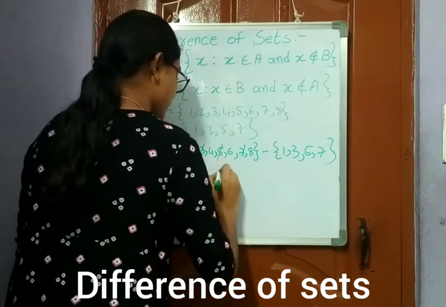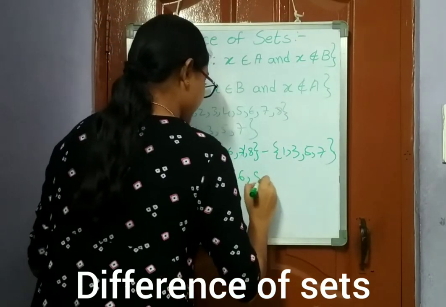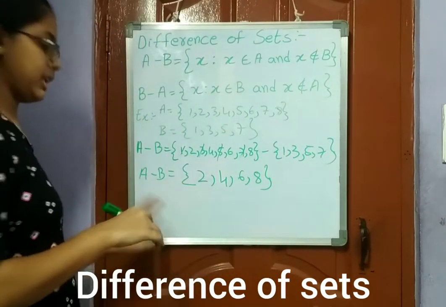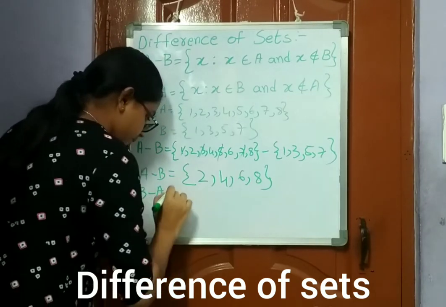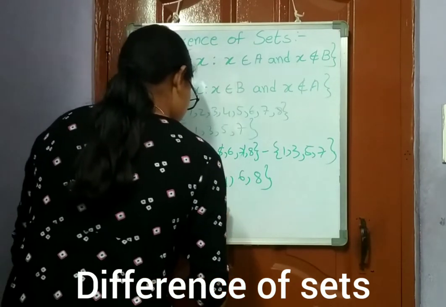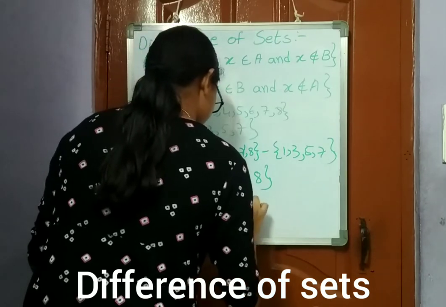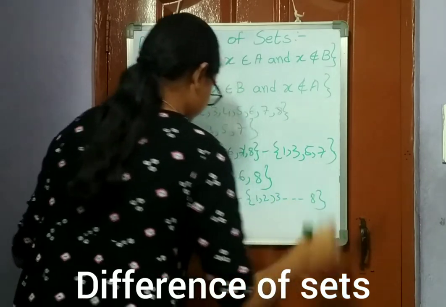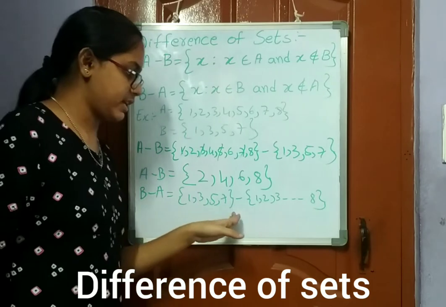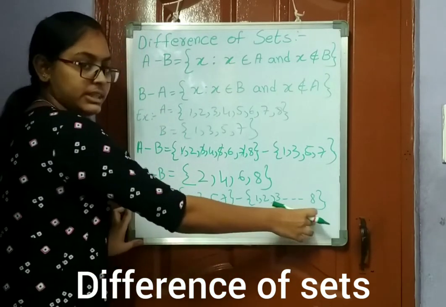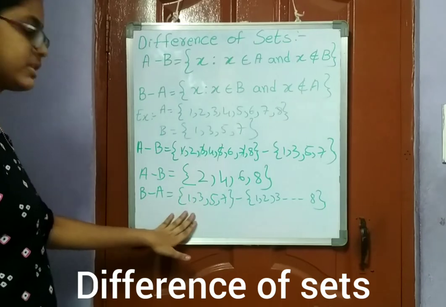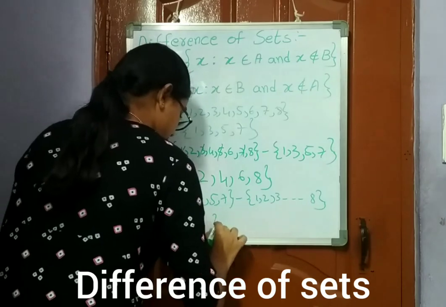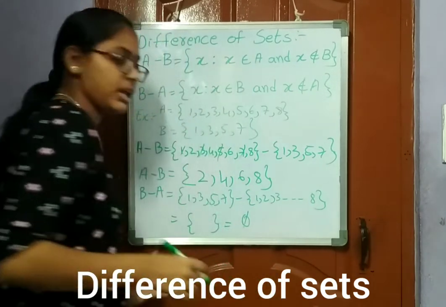That is, 2, 4, 6 and 8 will be the result of A minus B. Similarly, let's see B minus A. That is, we get {1, 3, 5, 7} minus {1, 2, 3 and so on up to 8}. Here 1, 3, 5, 7 we also have in A. So we are removing all those elements from A. That is, we are left with nothing, that is the null set.